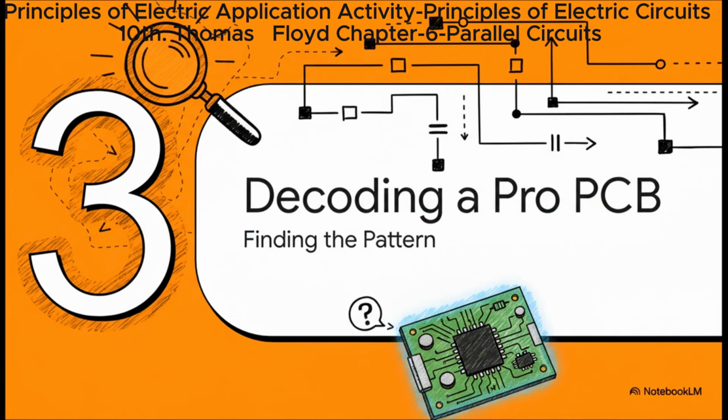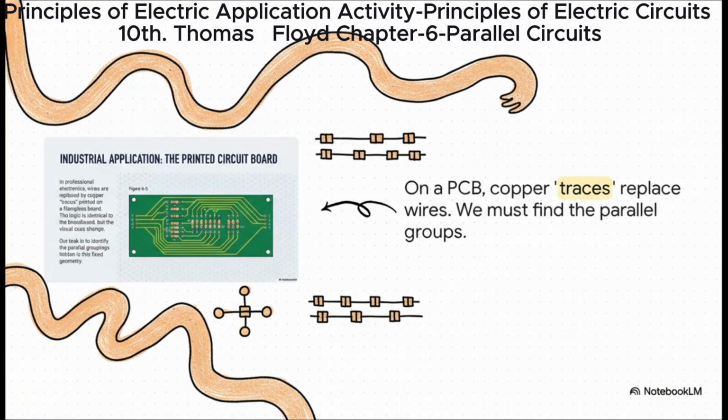Okay, awesome. We've got the breadboard down. Now it's time to level up. Let's tackle a professional printed circuit board. The rules haven't changed, but this time the clues are etched in copper. So on a PCB, you can forget about those jumper wires. Here, the connections are permanent copper paths called traces. The layout is locked in.